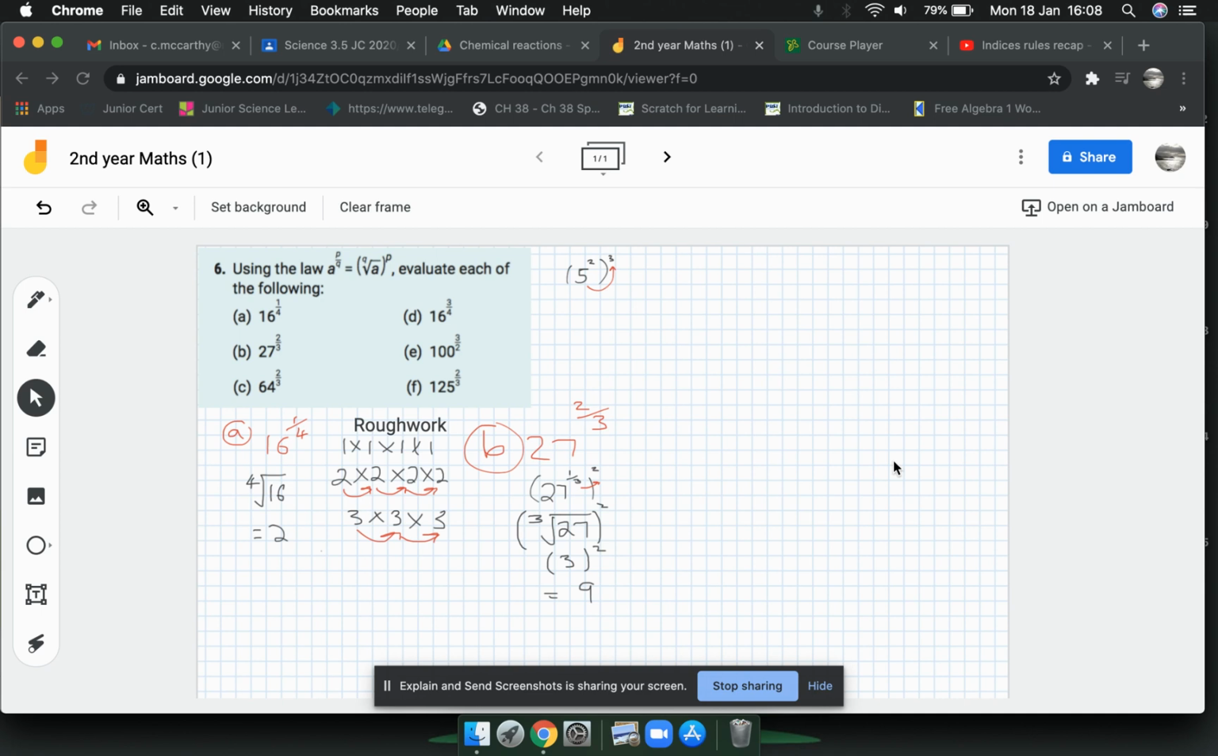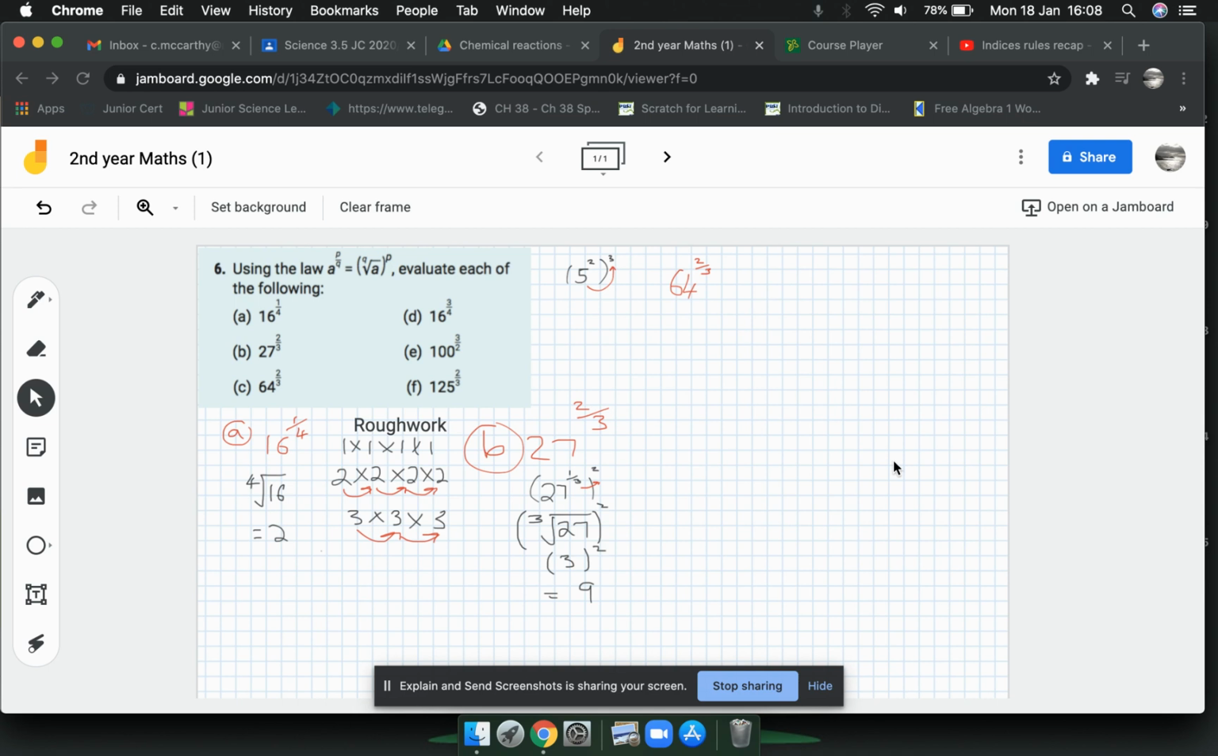I'm going to have a go at one more of these, and then you're going to be finishing this question for homework. So say for argument's sake, I've got 64 to the power of 2/3. What you should recognize straight away, and I apologize for the lag, is that 64 to the power of 2/3 is not, again, directly solvable. What we have to do is re-represent this in a different way.